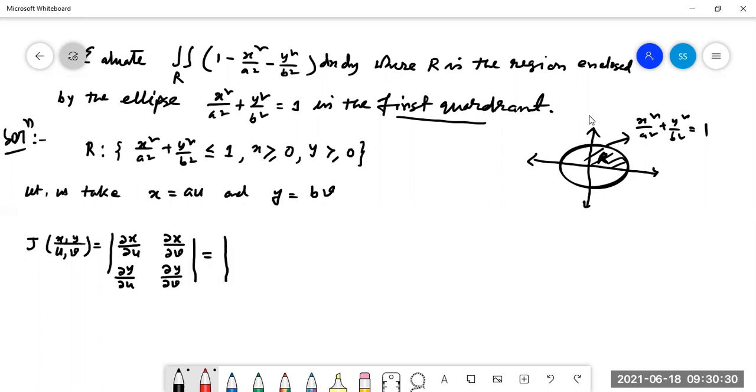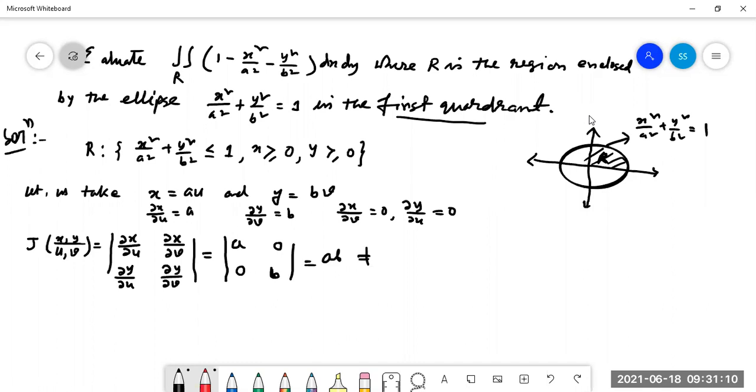Now we have to put the values. What is the value of del x by del u? Del x by del u equals a, del y by del v equals b. Again del x by del v equals 0, del y by del u equals 0. So the determinant has a, 0, 0, b. From here we get ab, which is not equal to 0.